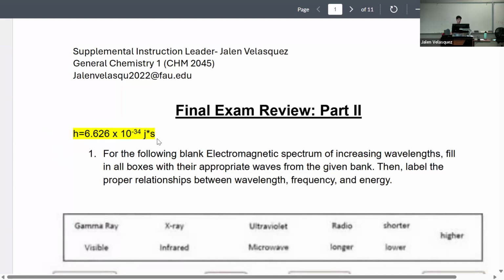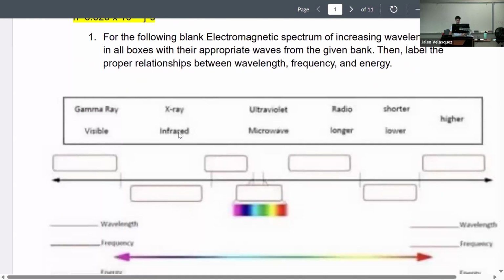Okay, the only constants you'll be given on the exam are Planck's constant and the gas constant. But everything else, like speed of light, Avogadro's number, you have to memorize as well as all the equations. So I'm giving this to you here for your reference, all right? So number one is a blank electromagnetic spectrum. So I'm saying for this blank electromagnetic spectrum, fill in all boxes with their appropriate waves from the given bank, then label the proper relationships between wavelength, frequency, and energy.